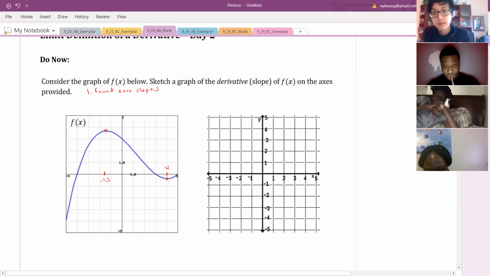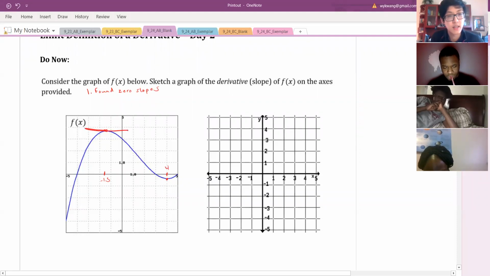Because that's where the function shifts its slope. So it goes from negative infinity to 1.5 increasing, and then it goes from increasing to decreasing. Yeah, that's a good way to think about it. It goes from a positive slope to a negative slope. So if you think about anything that goes from positive to negative, it has to cross 0 to get from positive to negative. So that's a good way to think about it.